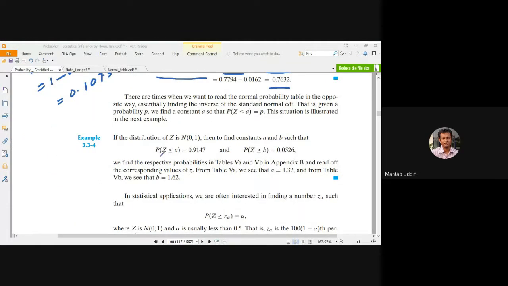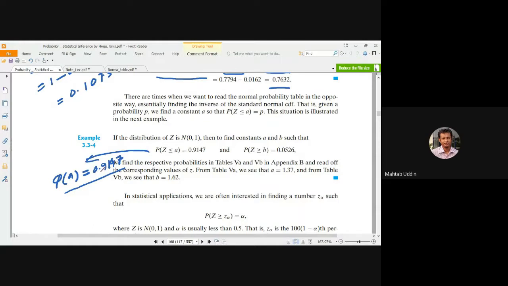This is given: Z less than or equal to a. So from this I can write what? Phi of a equal to 0.9147. Now we'll search for which input this is the probability. In the table, we'll find 0.9147.